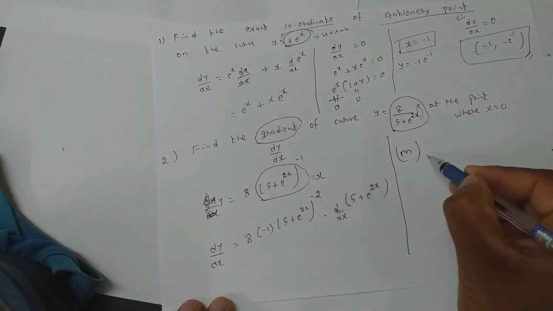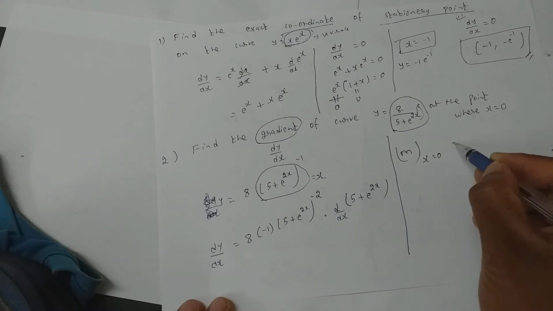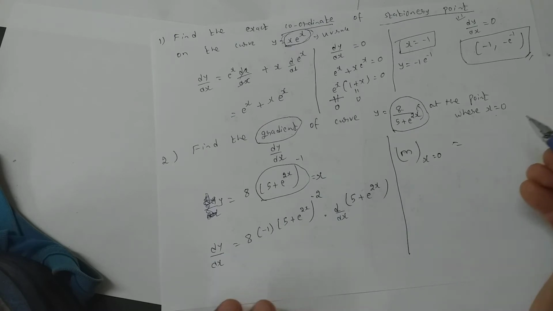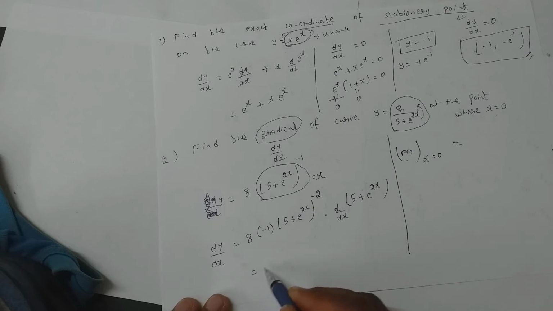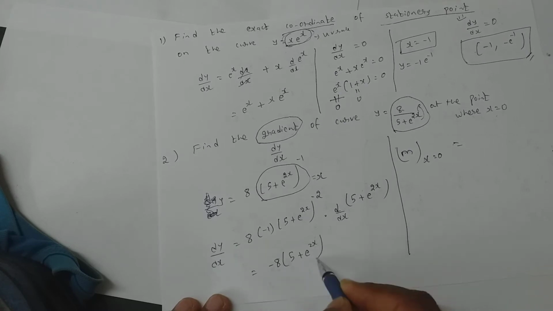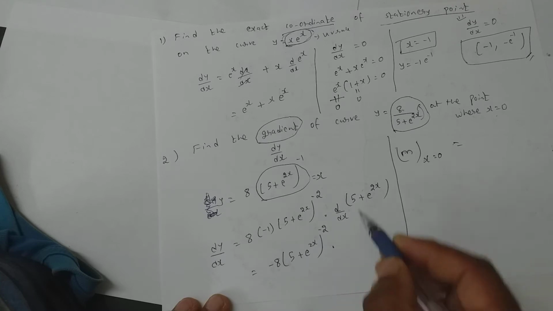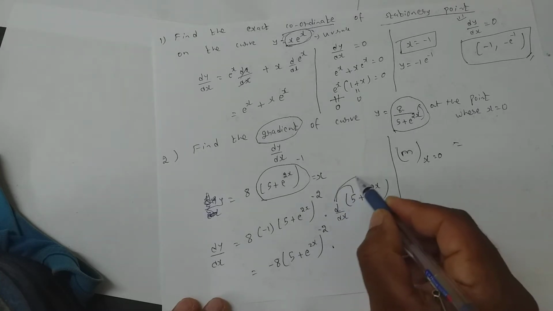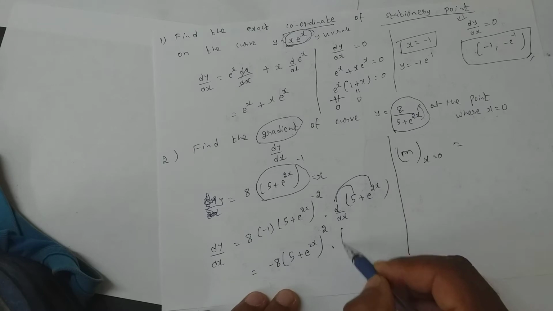So this is my slope. At which point do I need? I want when x is 0. So replace x equal to 0, but before that you need to simplify it. It becomes minus 8 into 5 plus e power 2x power minus 2 into. This gets applied to this and also to this. For 5 it is 0.